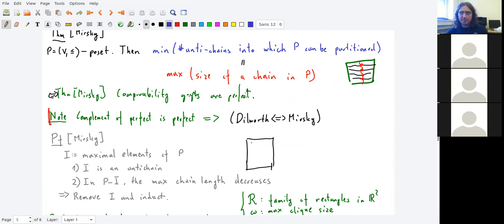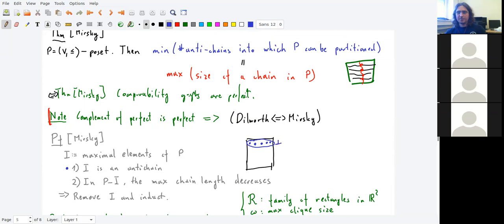So let me look at the maximal elements of the poset. These are the ones that are not upper bounded by anything other. Clearly, they form an anti-chain, right? Because if there was any comparability relation between them, one of them would not be a maximal one. So they form an anti-chain. This is one observation.